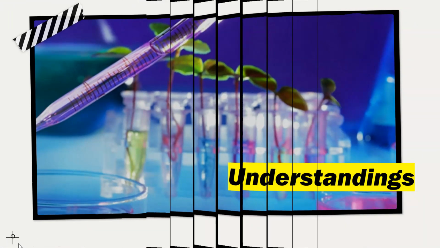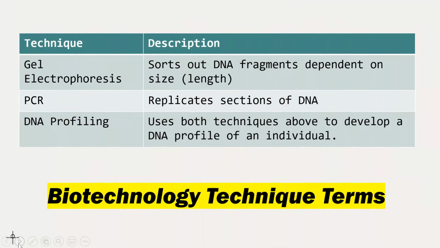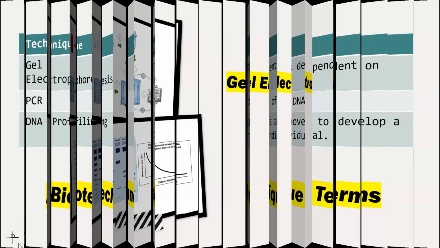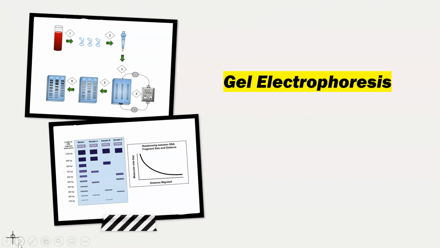We're now going to have a look at the understanding section of 3.5. In this section, we're going to be looking at 3 different techniques. We've got gel electrophoresis, where DNA fragments are sorted depending on their length. We've got PCR, where we actually replicate sections of DNA. And we've also got DNA profiling, where we've got our DNA sorted by gel electrophoresis, and we can compare it to other DNA samples. Let's look at those in a little bit more depth.